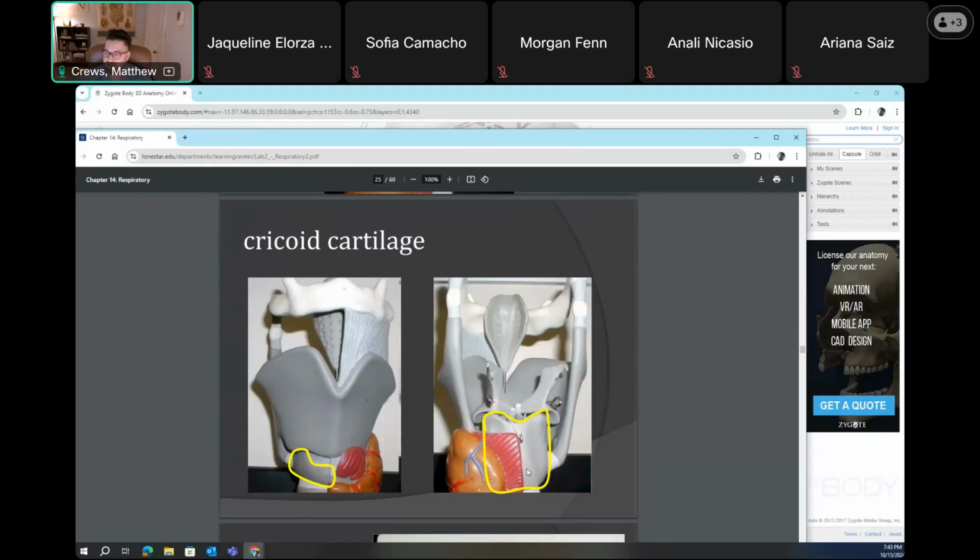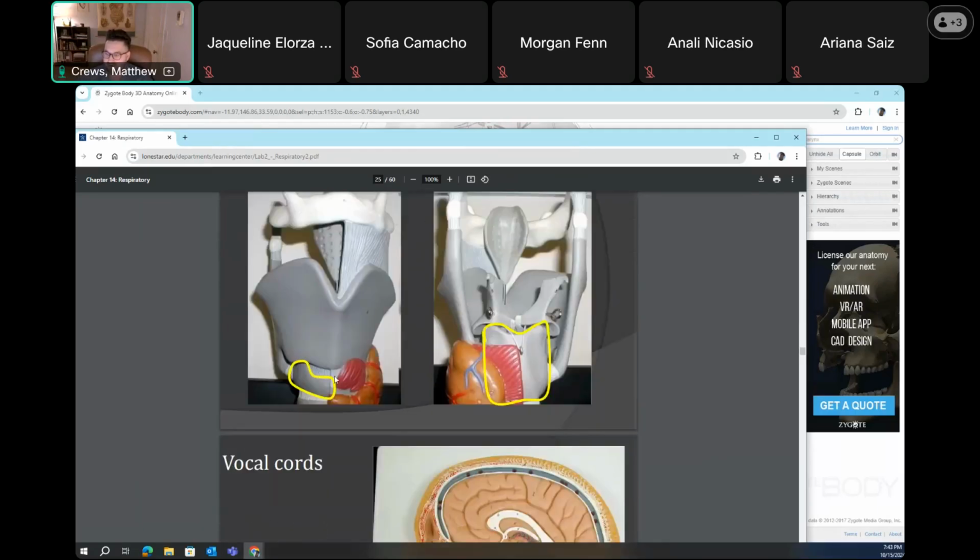And then you've also got your cricoid cartilage, so that's right below your thyroid cartilage, and the muscles right here. So if this is thyroid cricoid muscle, it's attached to both, right?